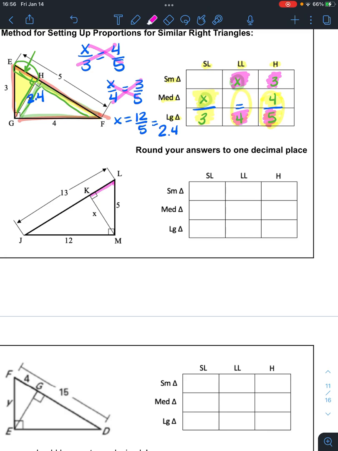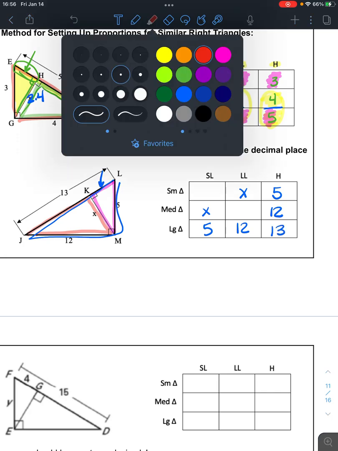So let's try another one. Let's look at this one. So we need our small triangle. We start there. It's just my habit. Short leg, we don't know. There's your short leg. We do know our long leg of our pink triangle is x. And then we've got our hypotenuse, which is 5. Now we go to our medium-sized triangle. We've got our medium-sized triangle right here. Our short leg is x, our long leg we don't know, and our hypotenuse is 12. And then our big triangle is 5 for short leg, 12 for long leg, and 13 for the hypotenuse.